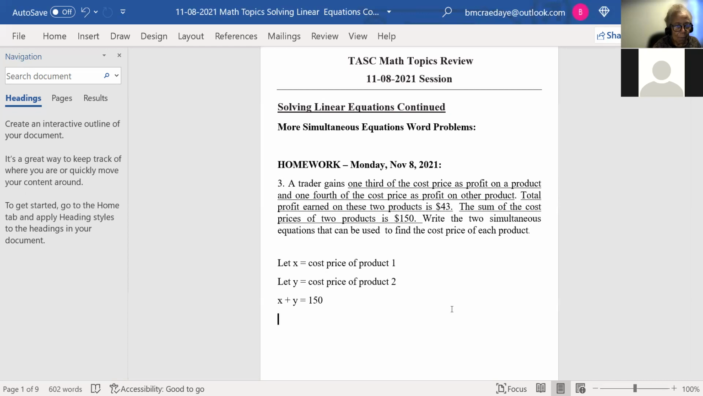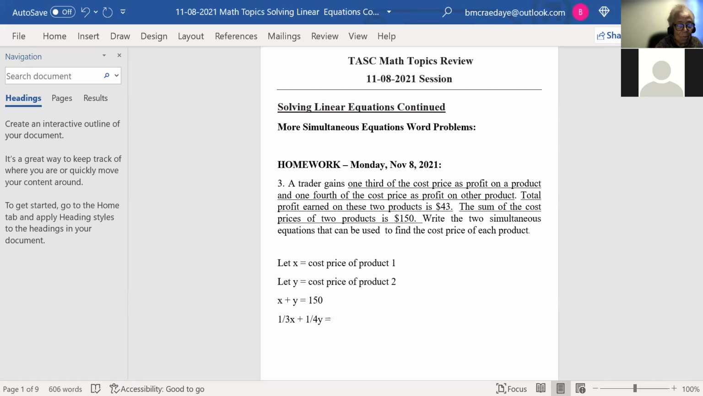How do I write that mathematically? 1/3 is a multiplication. So you put 1/3 times X. And that would be added to what? 1/4 of the other one, Y. So plus 1/4 Y.